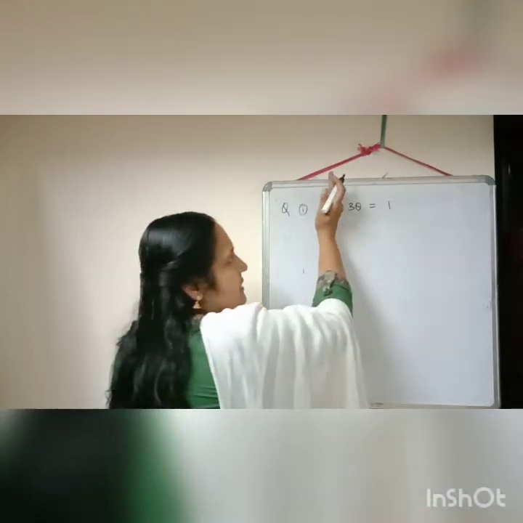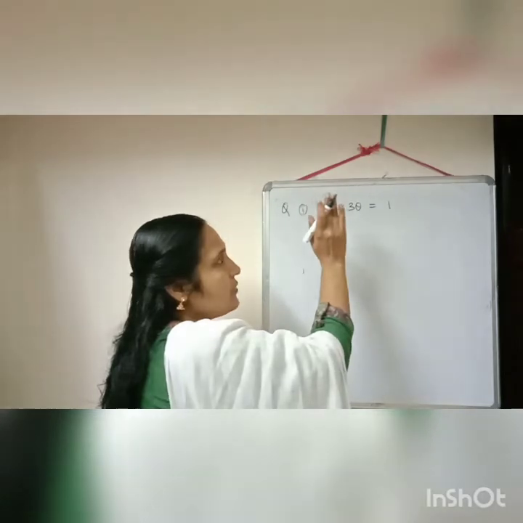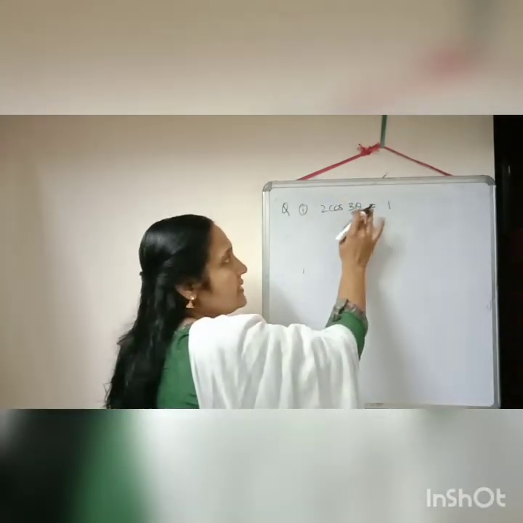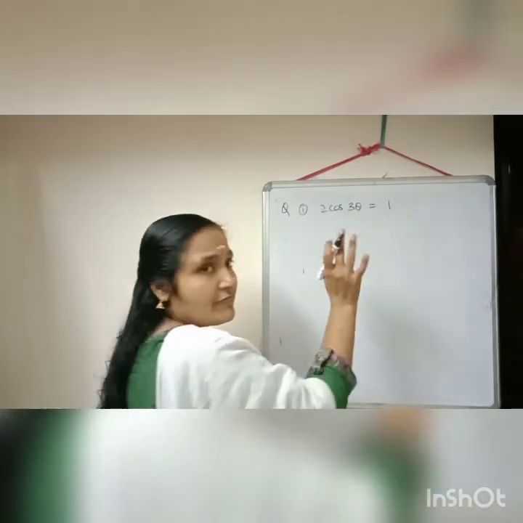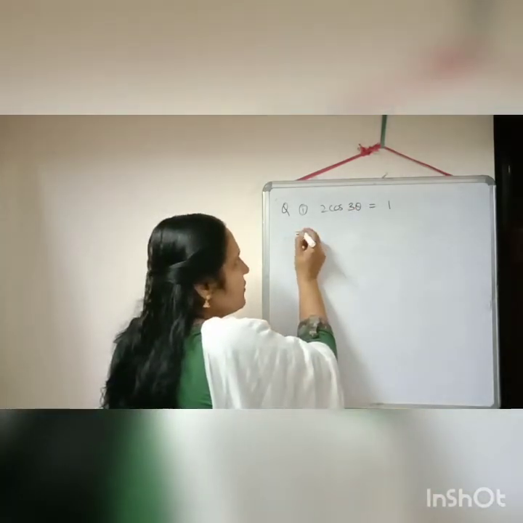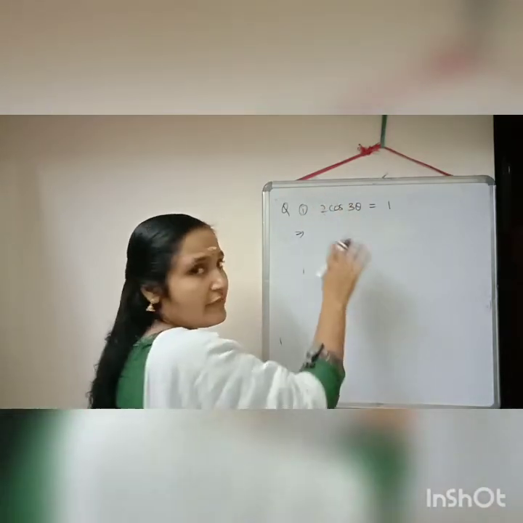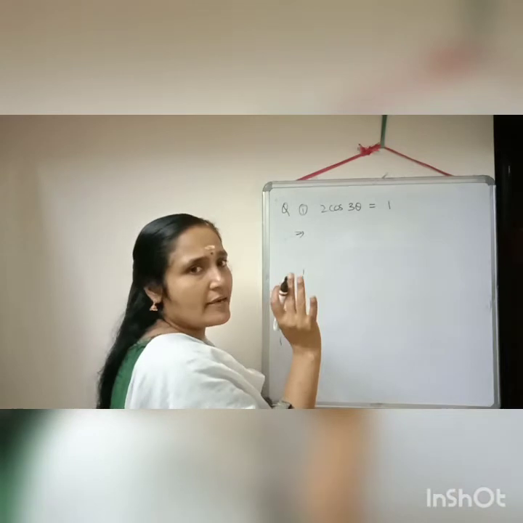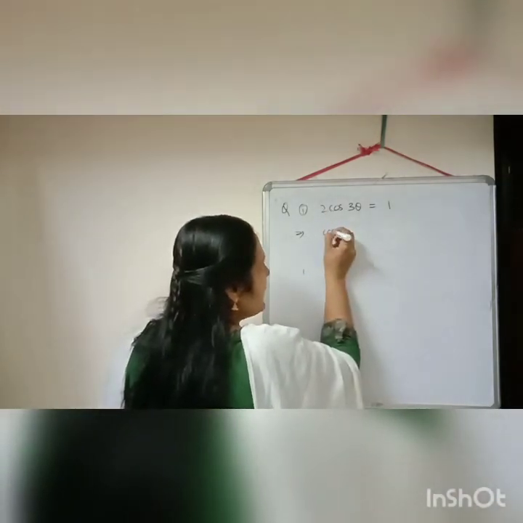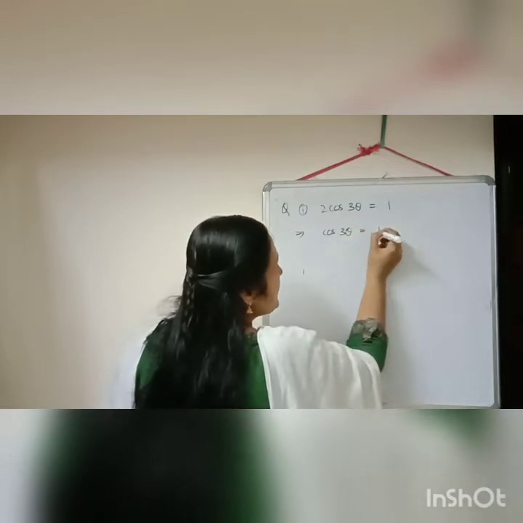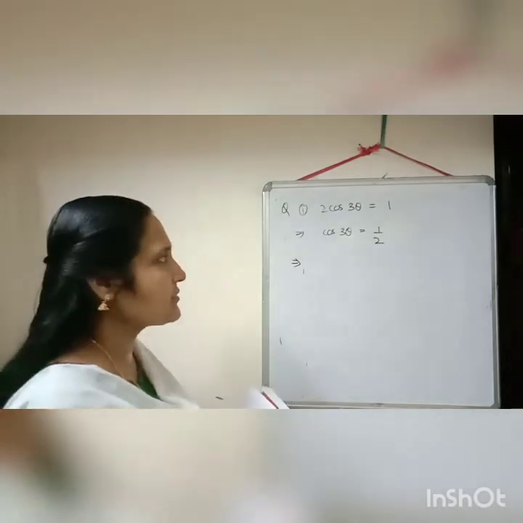Except cos, in front of cos nothing should be there. In the left hand side only cos should be there. 3 theta is the angle here, so we cannot shift the 3. In front of cos, or in front of any trigonometric ratio, if any number is there, you shift that number to the right hand side. So here we shift 2 to the right hand side, then it will come cos 3 theta equal to 1 by 2. After that, how to do this question?